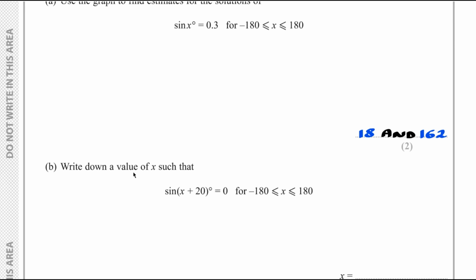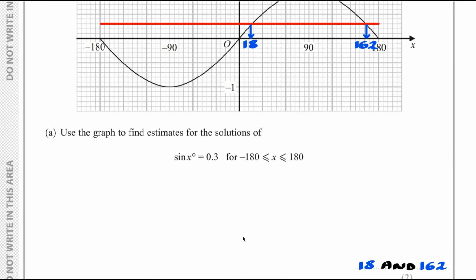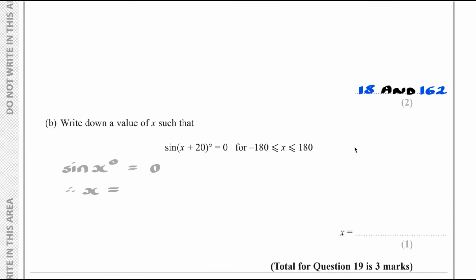Part B, write down a value of x such that the sine of x plus 20 degrees equals 0 for x being in between -180 and 180. Let's first of all consider the solutions of sine x degrees equals 0. Where the graph equals 0 is here and here, which means x is equal to 0 and 180.